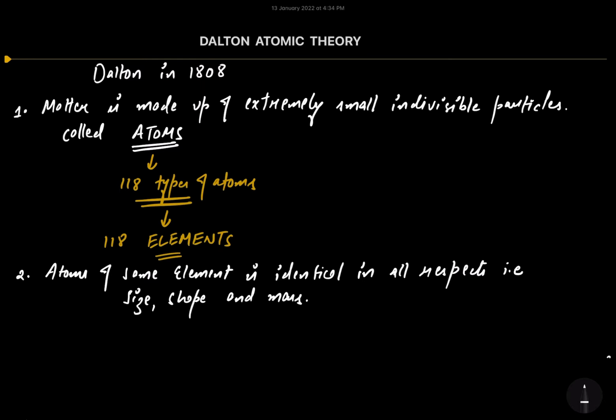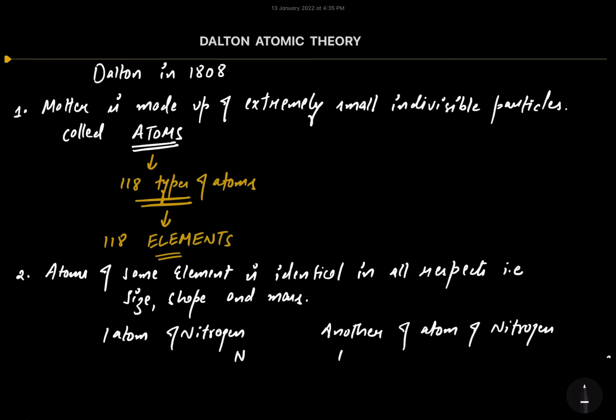Let me take an example. If I'm talking about one atom of nitrogen and I'm also talking about another atom which is also of nitrogen, I'm symbolizing nitrogen like N and also N. These two N are identical in all respects, that is size, shape, mass, the number of electrons, protons, neutrons.